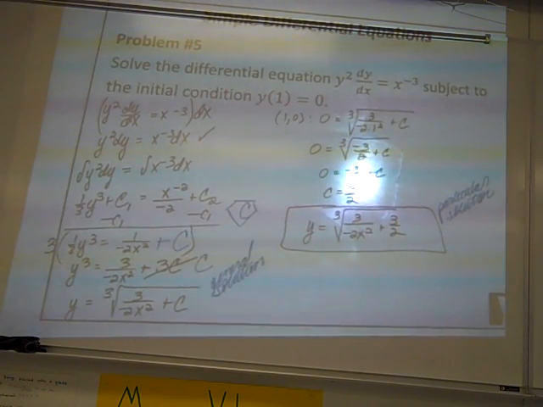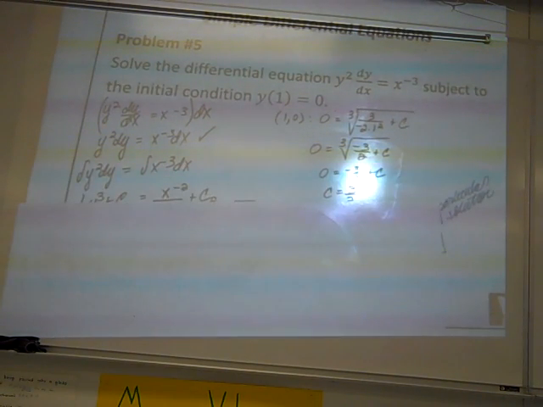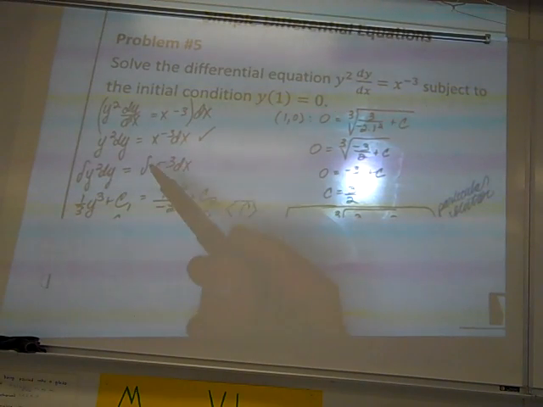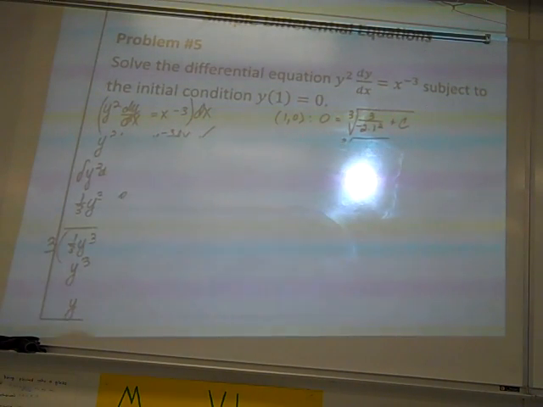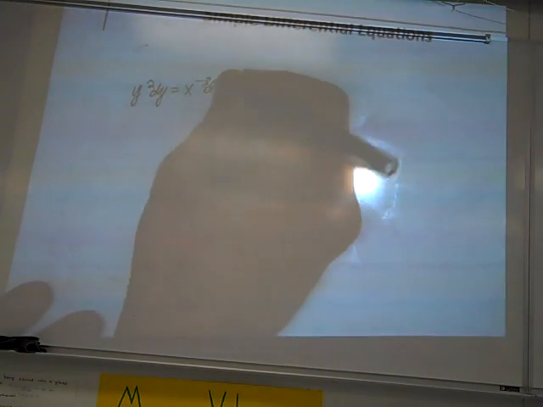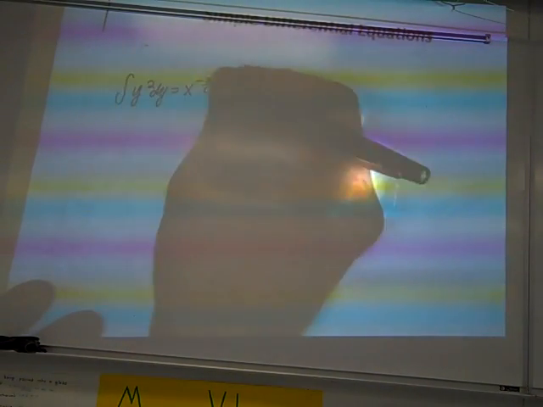All right. Now, let's do that problem one more time. And this time, instead of using the initial condition in the last step, let's use the initial condition earlier. And what we're going to see is you get the exact same thing. Now, I'm not going to rework the entire problem. What we're going to do is jump into the problem right after we've done the integration. So we were at, what did we have? We had y squared dy equals x to the negative third dx. We're going to integrate both sides.